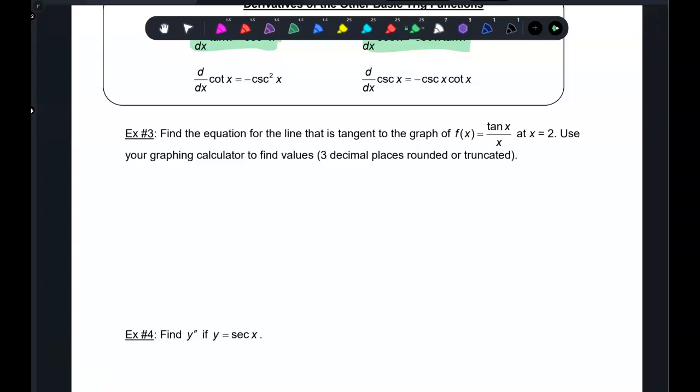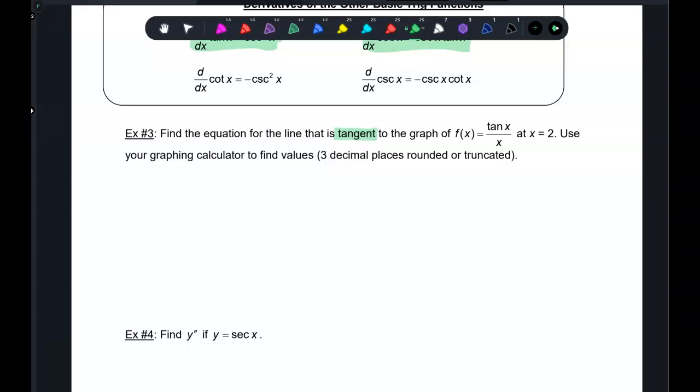Okay, find an equation for the line that is tangent to the graph f of x equals tangent x over x at x equals 2. So we're going to have to use our graphing calculator because x equals 2 is not a special angle. It's not like pi over 4 or something. So what do we need in order to write a tangent line? A point and a slope, right?